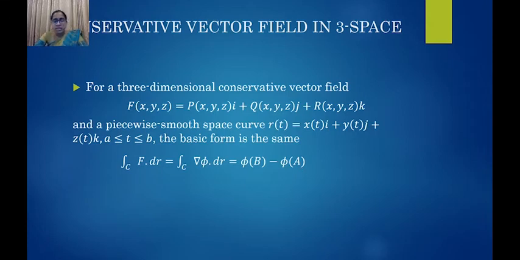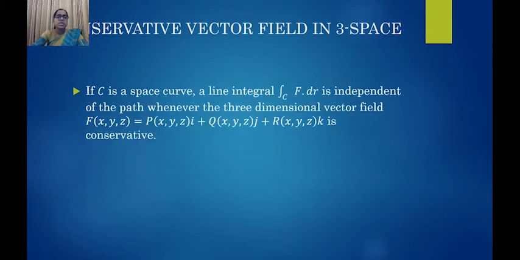This is the same thing in the case of 3-space also. If the vector field is conservative, then the integral is phi of B minus phi of A, where phi is the potential function. Now again, if C is a space curve, the line integral over C of F dot dr is independent of the path whenever the three-dimensional vector field is conservative. This was another theorem that we had seen in the two-dimensional case. Here F will be of the form P i plus Q j plus R k.